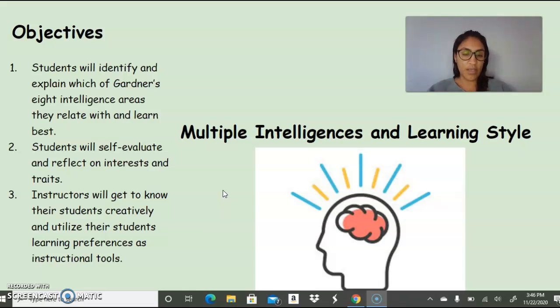So this lecture has three objectives, two for the student and one for the instructor. So first, the student will be able to identify and explain which of Gardner's 8 intelligence areas they relate with and learn best. And second, students will self-evaluate and reflect on interests and traits. So through these two objectives, for example, the first one is through a reflection assignment. I created a link that they can cut and paste to their search engine and take a quiz to see under which of 8 of Gardner's intelligence they fall into and how they learn best.